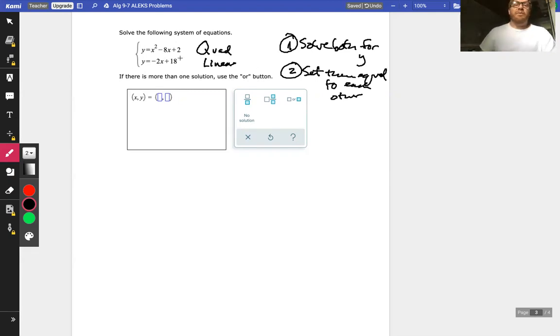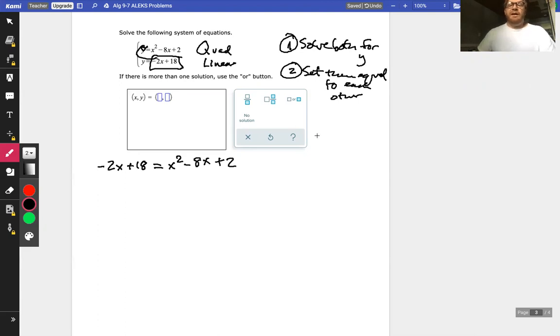So we'll take this one, we'll think about it this way, and we're going to put it in this equation right here for y. Okay, so let's do that. So that's going to give us a new equation. Well, it's an equivalent equation, but it looks new. That says negative 2x plus 18 equals x squared minus 8x plus 2.